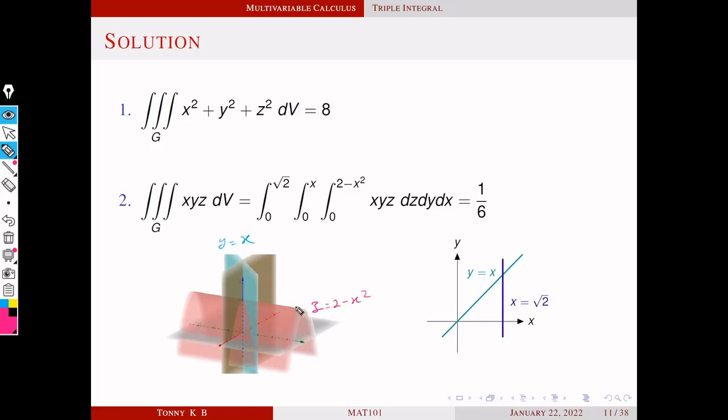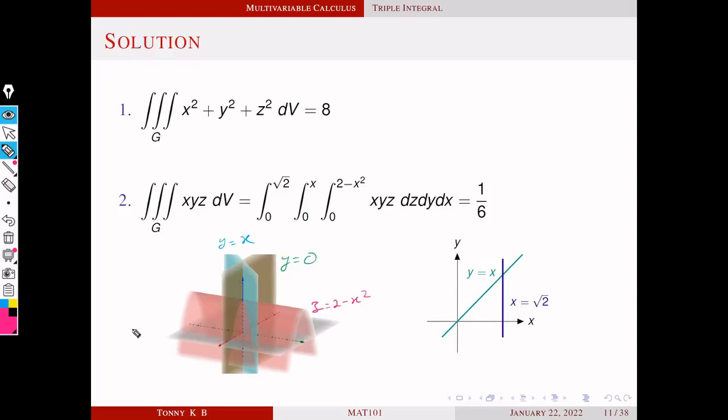It is the intersection of z equal to 2 minus x square, a parabolic cylinder, and y equal to x, a plane, this blue plane, and this green one is the plane y equal to 0, that is the xz plane, right? And the last one is z equal to 0. So the region bounded by all these planes and this parabolic cylinder is this portion. So we have to integrate over this portion.